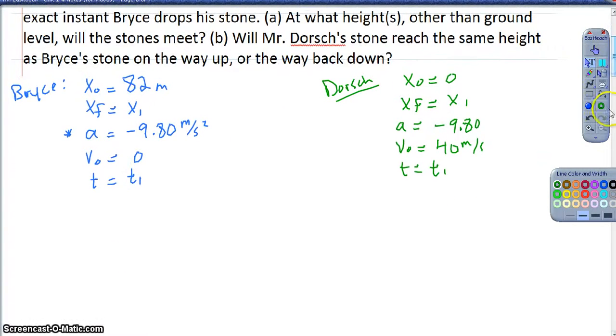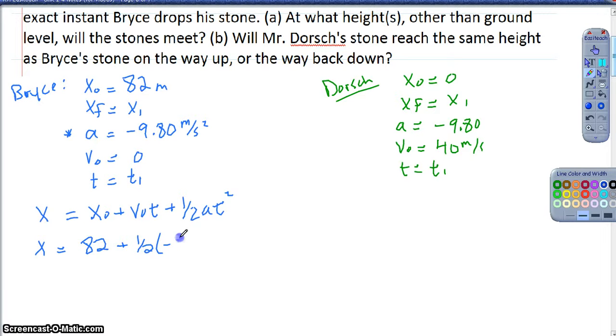So at this point, you've got two unknowns for both sets of information, but they are in fact the exact same two unknowns. So I'm just going to set up my displacement as a function of time for each of these. So x final equals x sub 0 plus v0t plus 1/2 at squared. I'm just going to plug in that information for each one of these. So my final position, which is what I'm looking for, equals my initial position of 82 plus the 0, which obviously would go away, plus 1/2, again, negative 9.80, times the time, which I don't know, but I'm just calling it t1 squared.